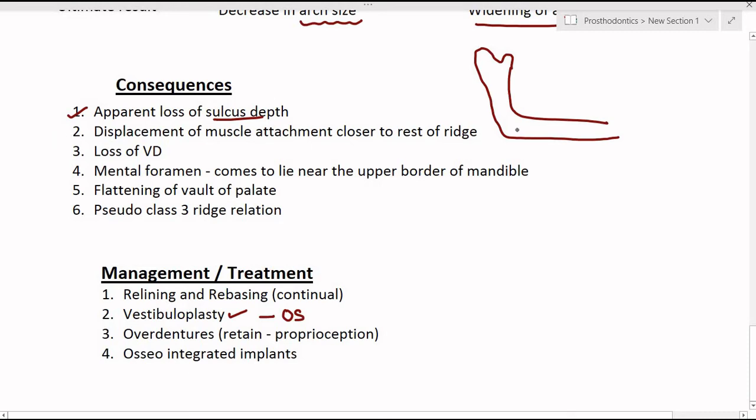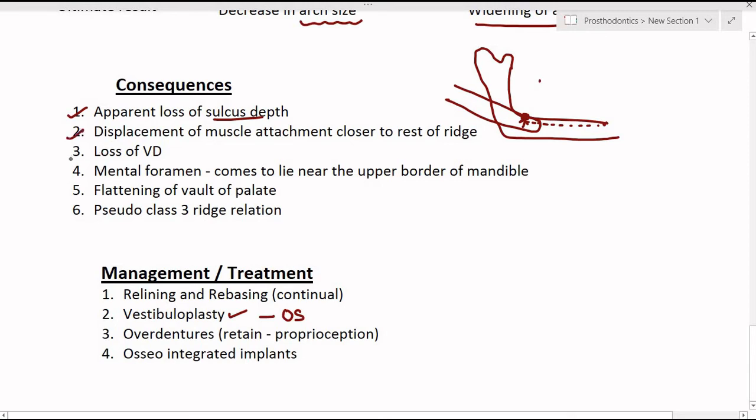Next, because the bone level is coming down, suppose a muscle is attaching at this level. If the muscle attachment was over here, suppose, I am considering this point. Now if the bone level comes down to this, the muscle attachment will become closer to the crest of the ridge.